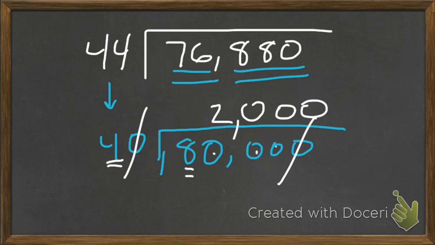Again, they're big numbers and they do seem kind of difficult, but if you just look to see what number this can go into evenly, it makes it a lot easier.